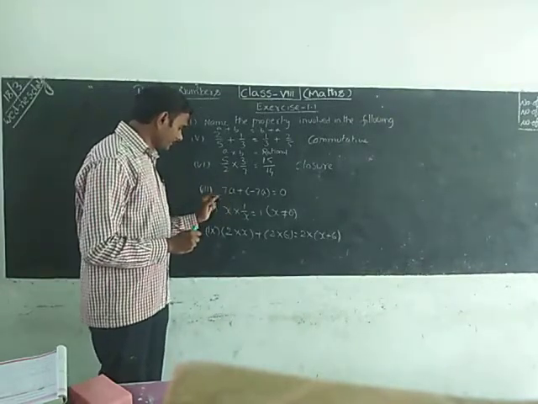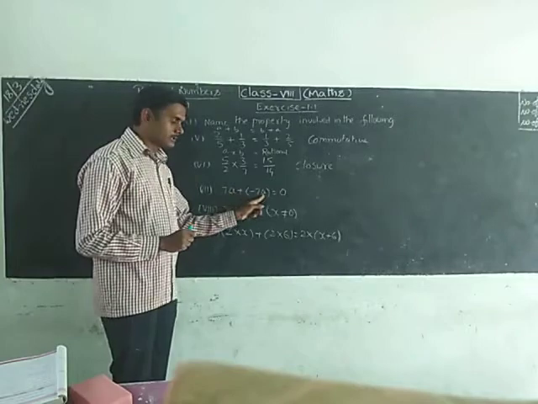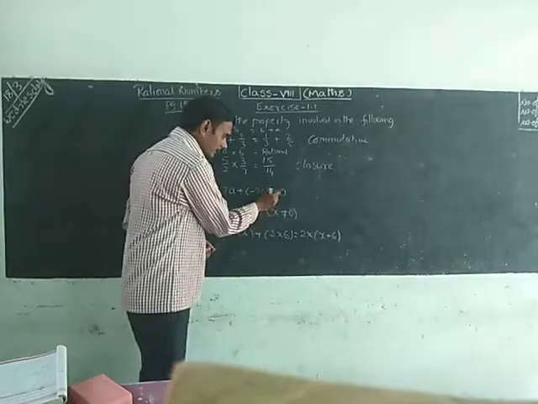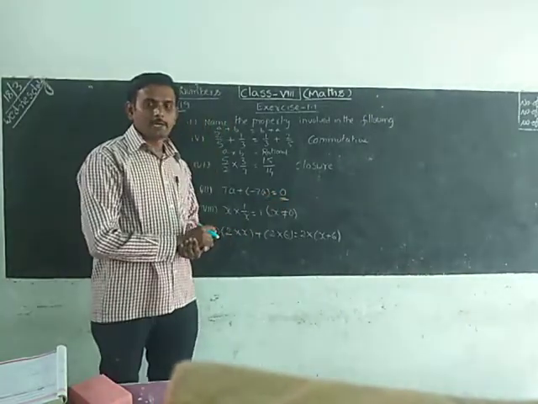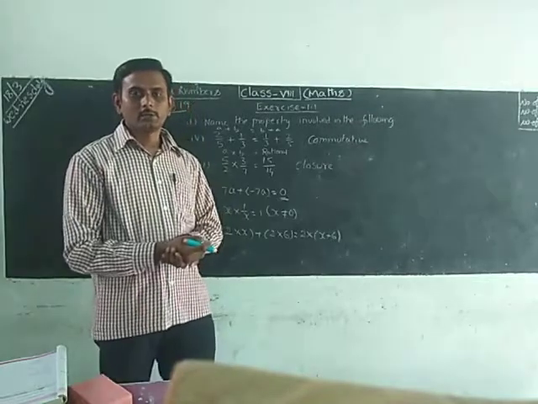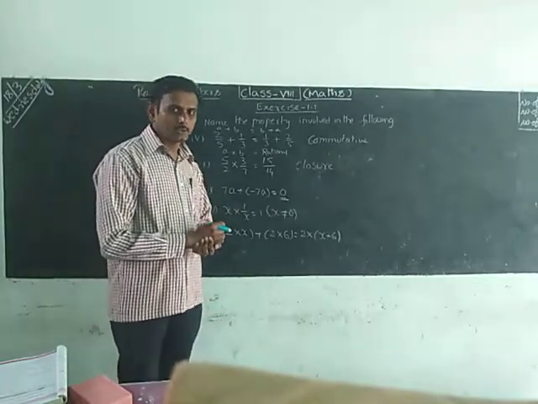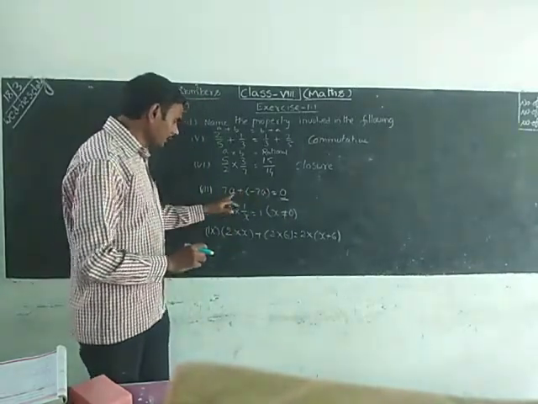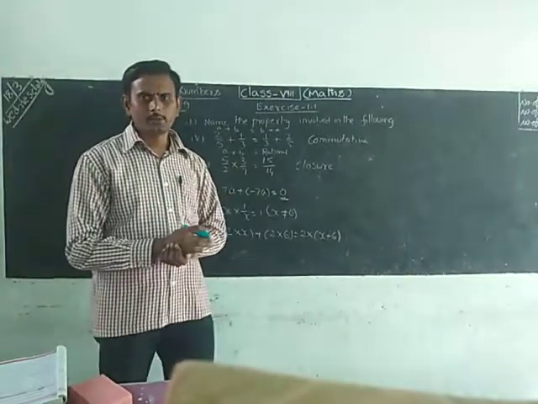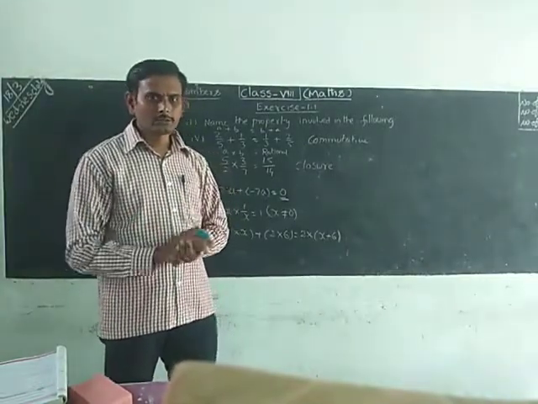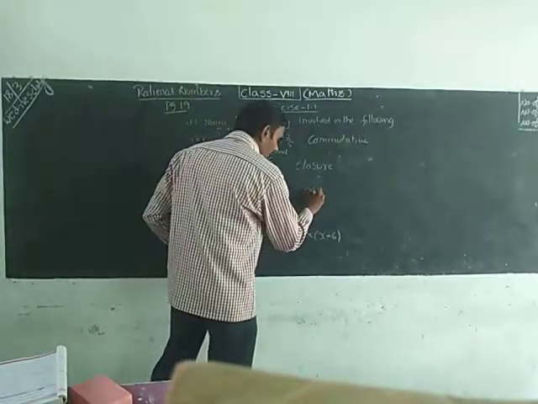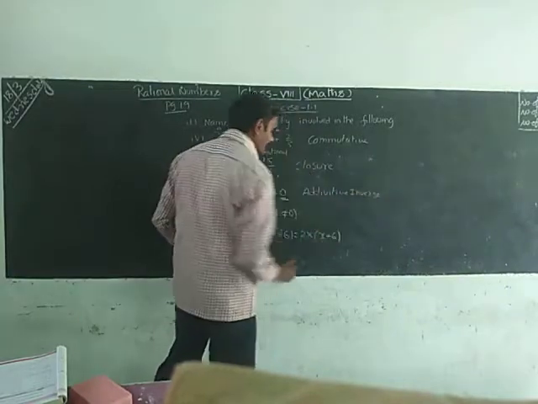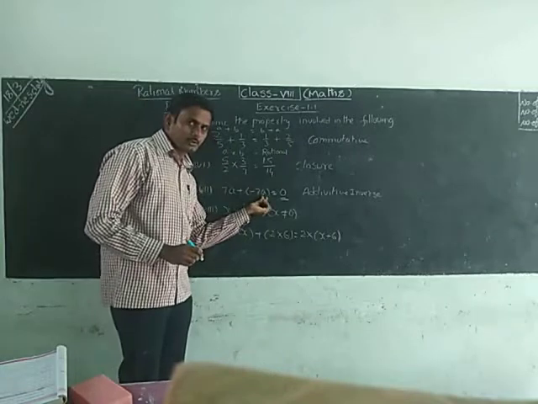Next one, 7a plus or minus 7a. By adding two numbers, we are getting the solution 0. When the addition of two rational numbers is 0, that is called the additive inverse. This is called the additive inverse of this one.